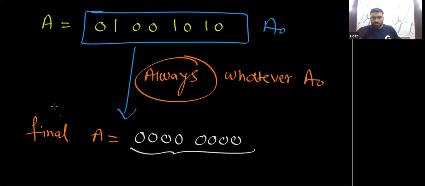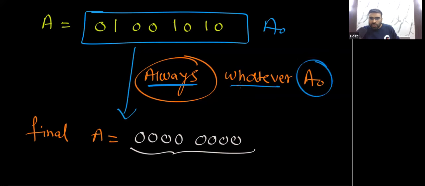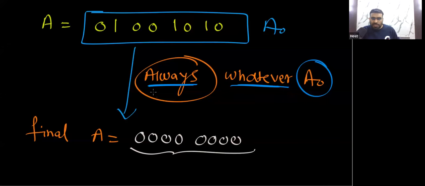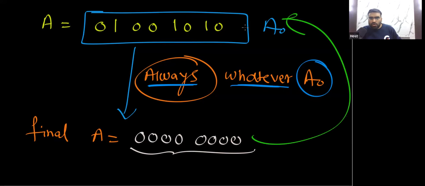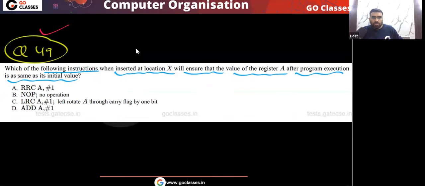That will be all zero. Yes or no? Final A will always be all zero. So now you tell me. Now the question is saying we want to go back to A0. Is that possible? See, whatever A0 you take, the final A value will be this. So can you go back to A0 using these options? Is it possible?